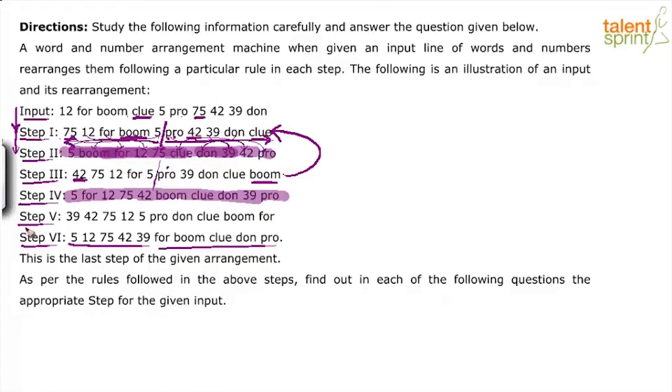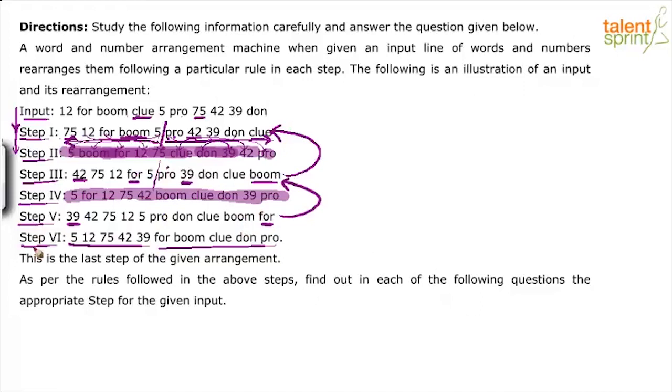How do we get step 5? Step 5 is connected to step 3. What do we do? In step 3, what is the fourth element from left? 4. Fourth element from right? 39. They are going to the other extreme. So 39 comes here, 4 comes here. Everything else is as it is. 42, 75, 12, 5, pro, don, clue, boom.